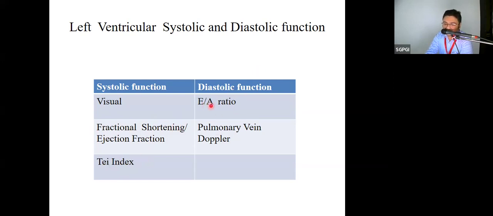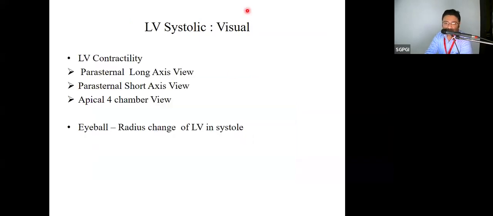Again, in diastolic function, we have E by A ratio, and pulmonary vein Doppler gets added here. So again, in the visual, we have to see how the LV is contracting.